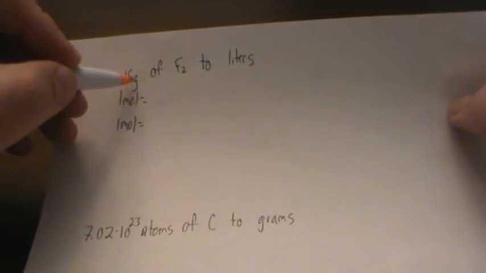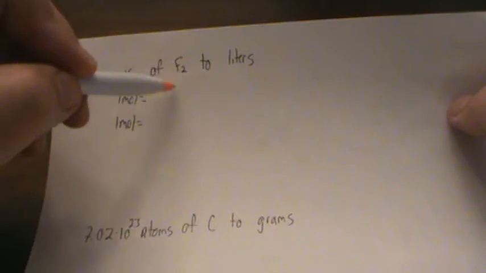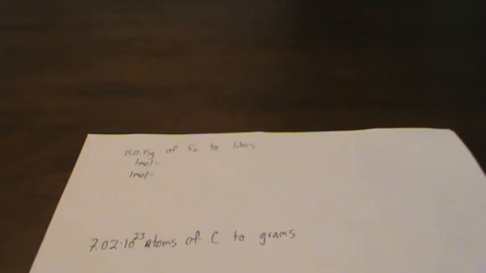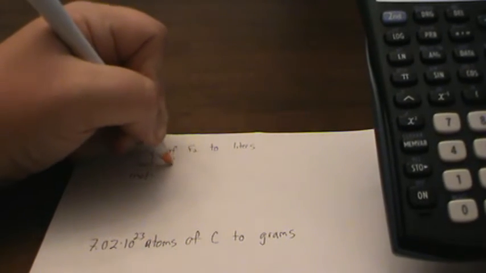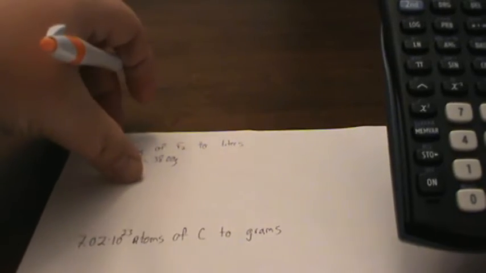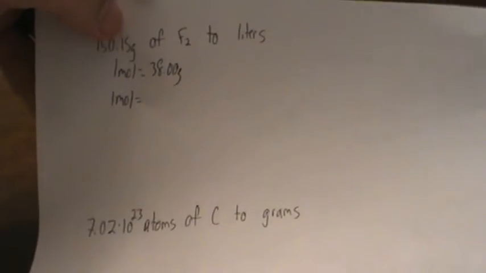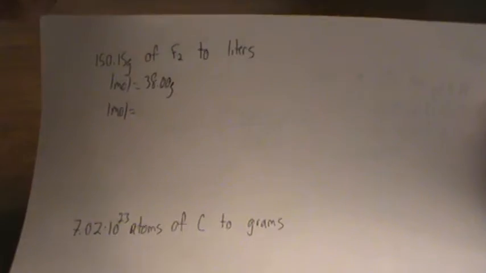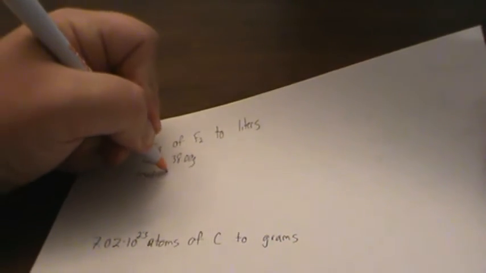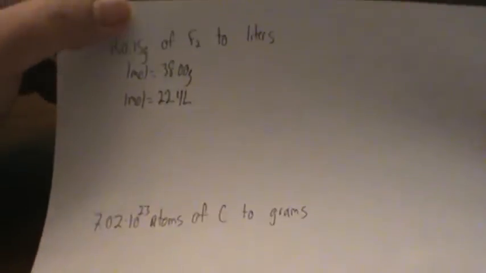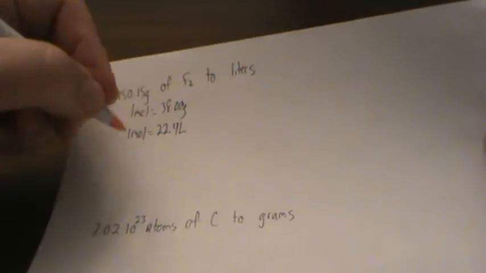Okay, so two conversion factors. Since we have grams, that's telling me I need to find the mass of my substance. So I need to find the mass of F2. Now the mass of a fluorine atom is 18.998 grams. So I'm going to take 2 times 19, which comes to 38 grams. Now, the other thing is, since we have liters, we're going to use 1 mole is equal to 22.4 liters. So here are our two conversion factors. Let's set things up.